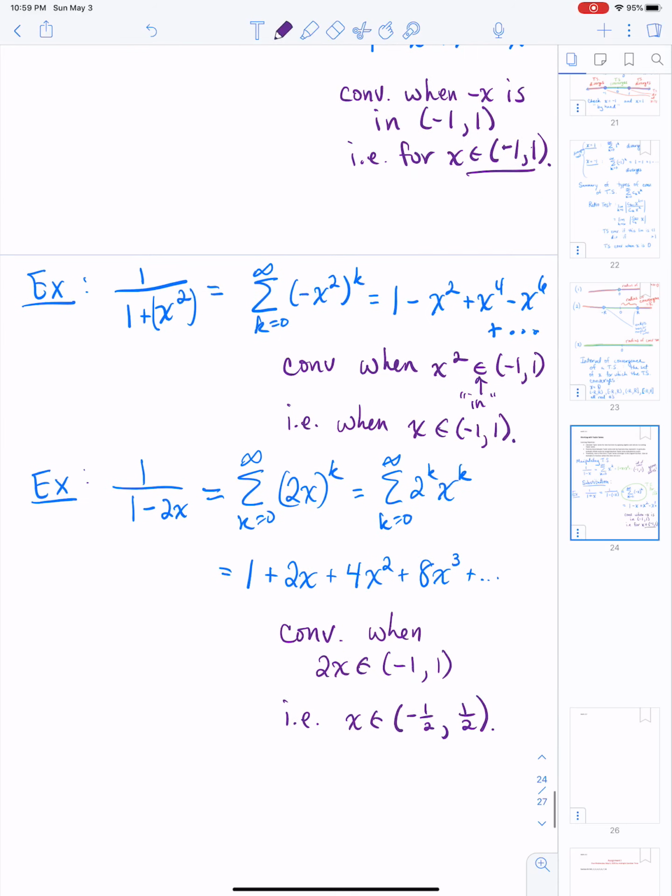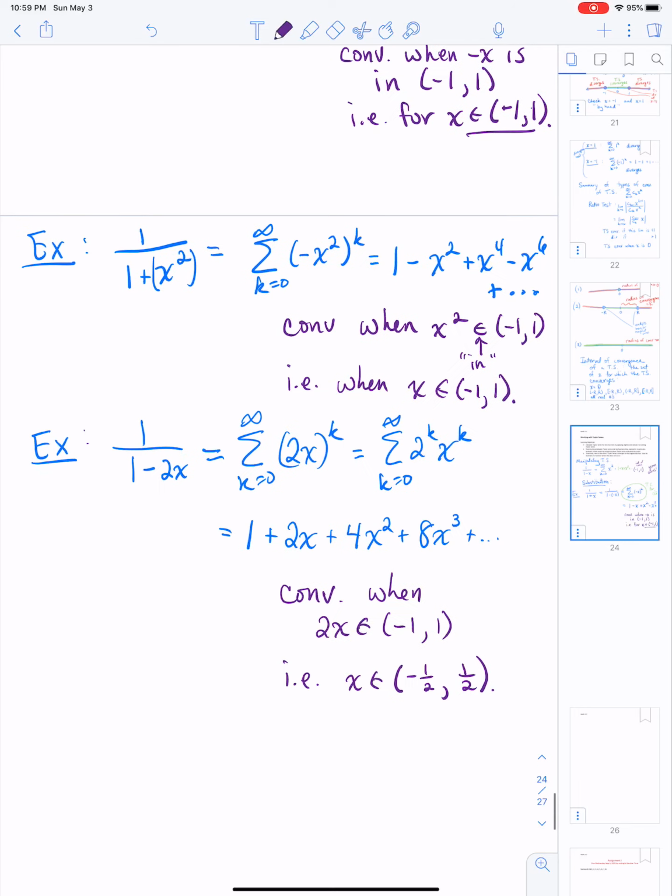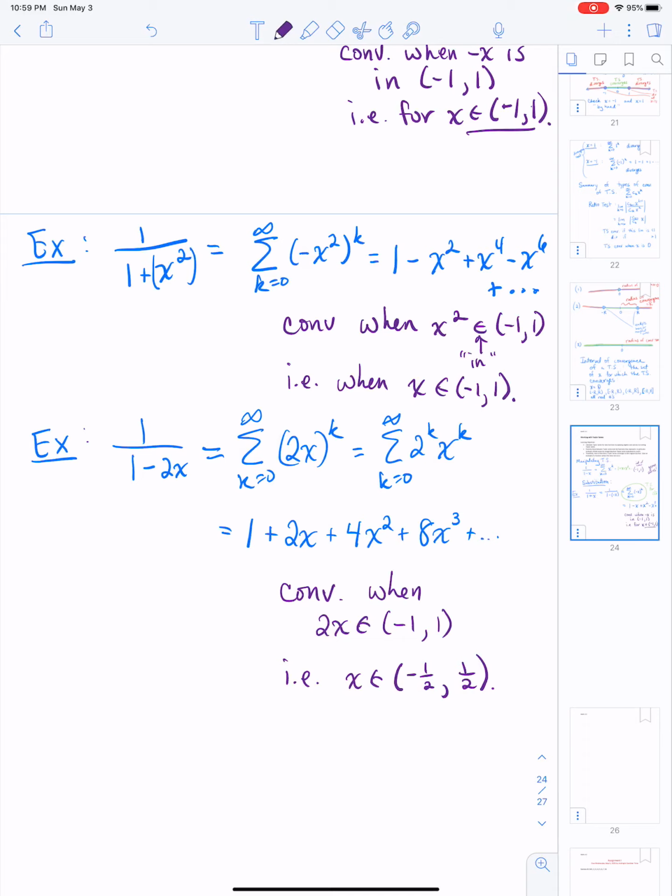Let me go ahead and do a different type of example. So here's where, if you can obtain an expression for a function you're interested in by substitution into another Taylor series, this type of method works, and then you can trace through where the interval of convergence should be.